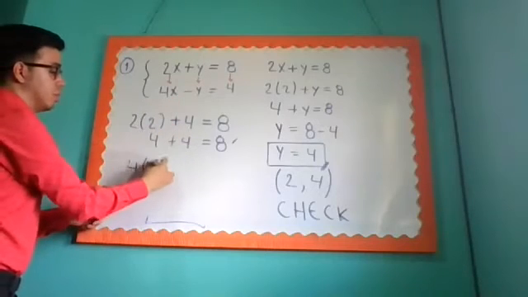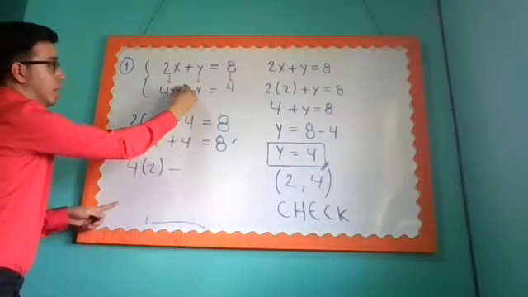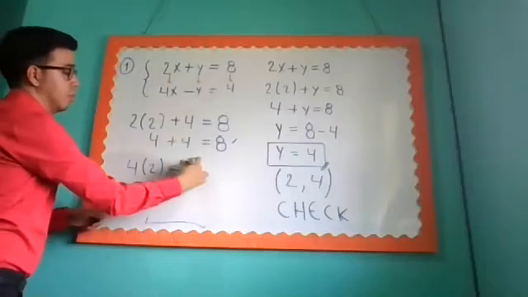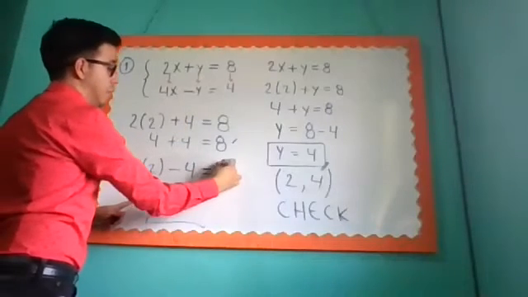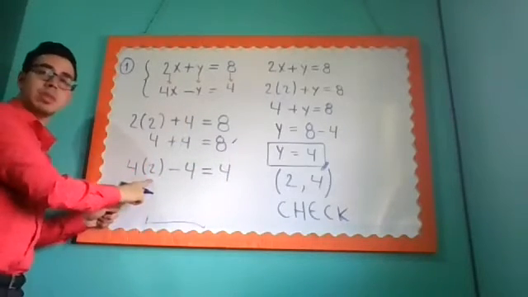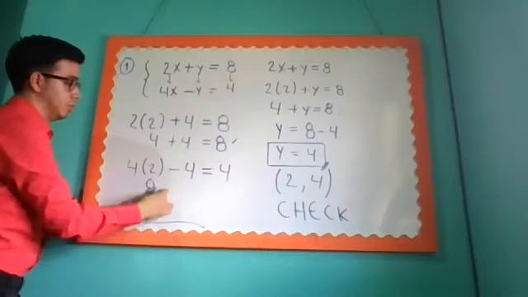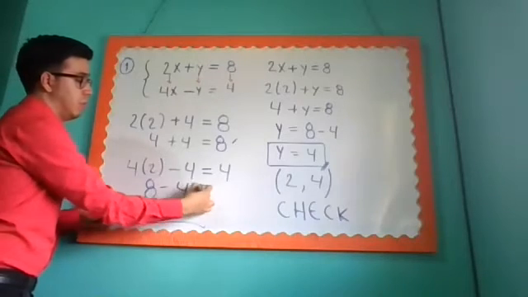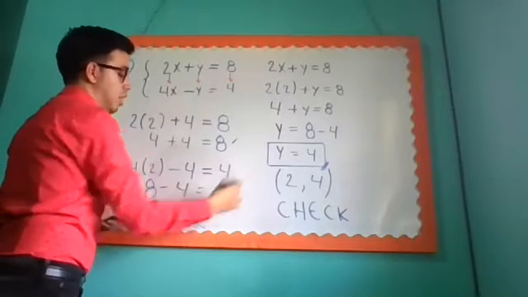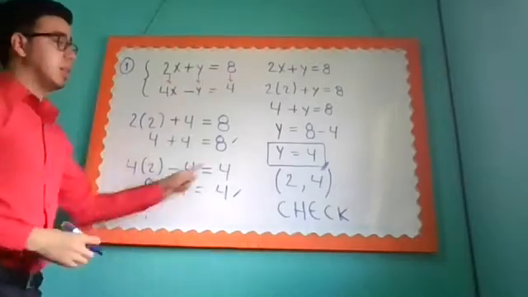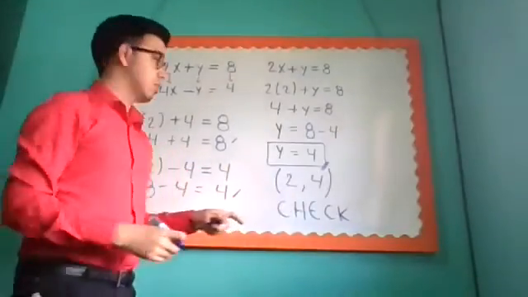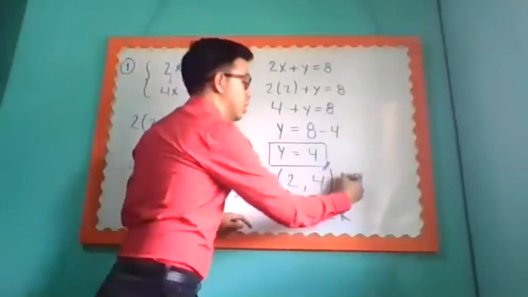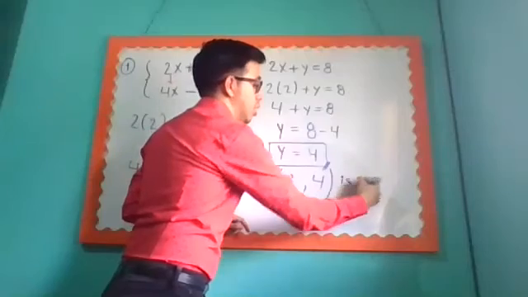So for the second one, 4x, so 4 times 2, minus y, minus 4, equals 4. 4 times 2 is going to be 8. 8 minus 4 equals 4. Yes, right? So we can say that the ordered pair is a solution. So this is a solution.